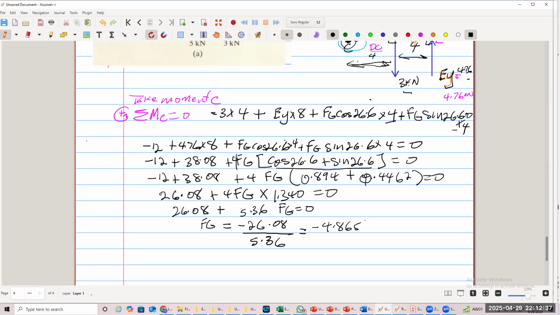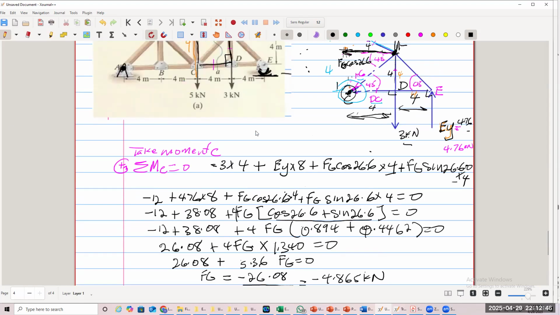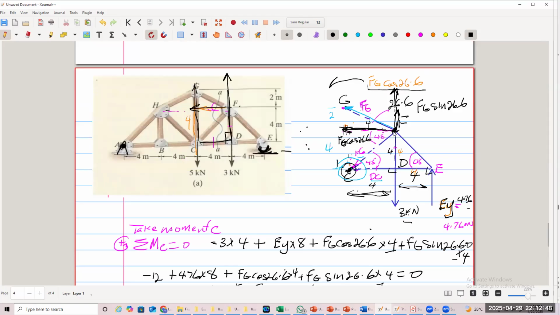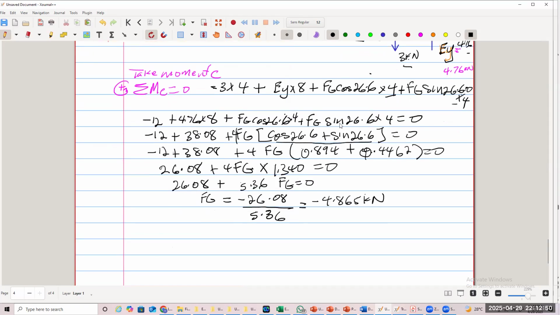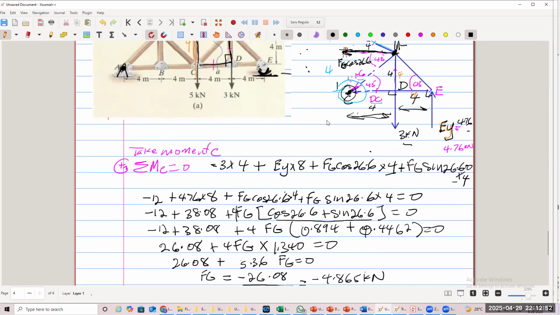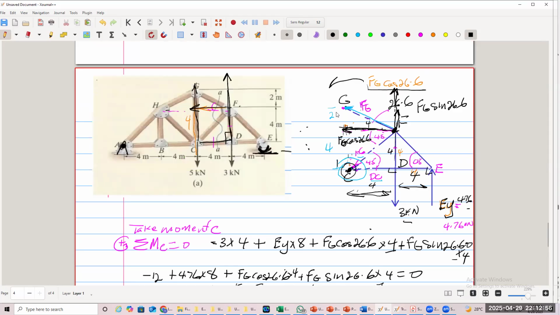Right? So we're saying that that one is compressive. It's actually going into the joint. This is in kilonewtons. That's what it is saying. So rather than carrying it out of the joint, it's actually coming into the joint. That is what it is actually saying to me. All right. We are going to find the other two.